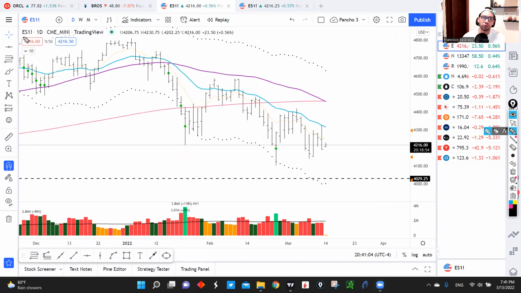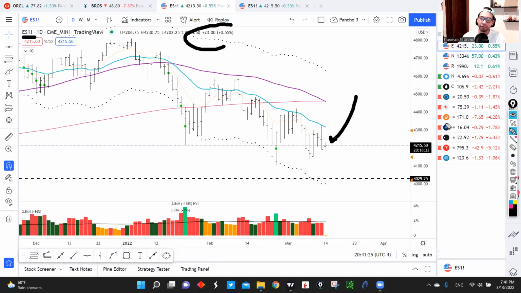As you can see here on my screen, I have the ES, which is the S&P 500 futures contracts, and we can see that they're open right now, right? We're trading somewhere around half a percent positive. We can see that candle right there, but basically we continue to be in a downtrend, right?